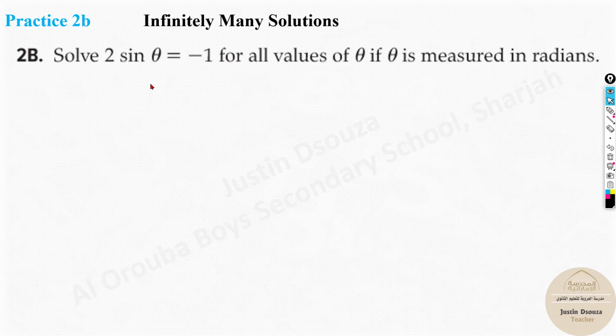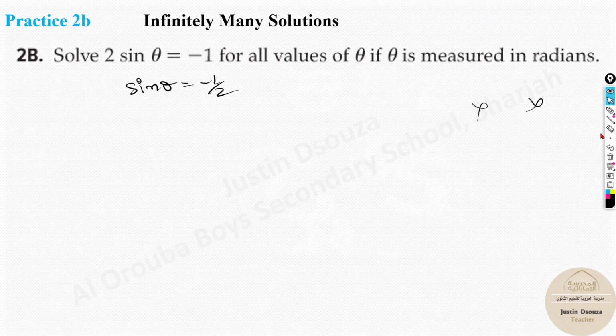Now, what about this problem over here? We have 2 sine theta equals minus 1. So this is very straightforward. There's nothing much. Sine theta equals negative half. Now, when is sine theta negative half? We know it cannot be in the first quadrant or second quadrant. It's down in the third quadrant.